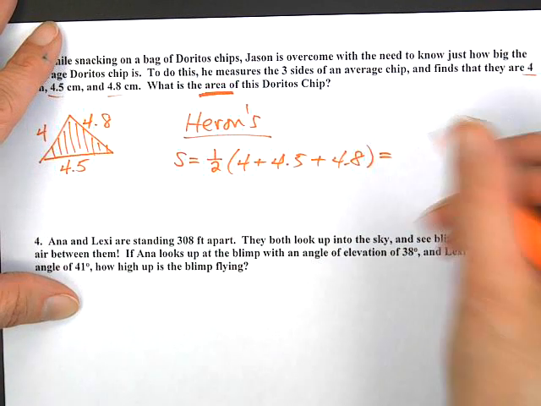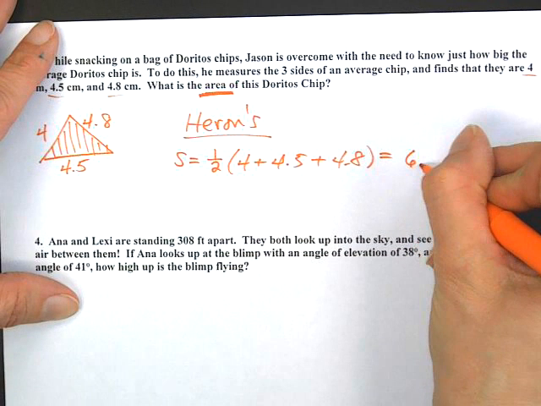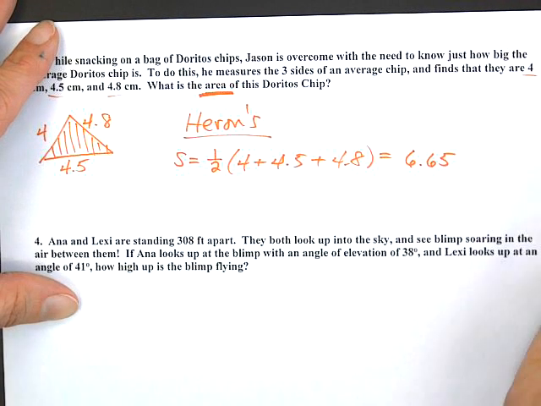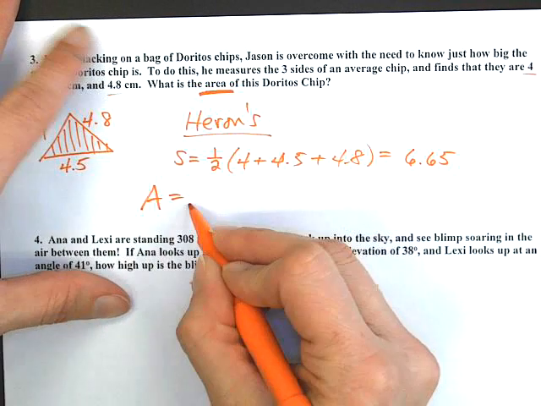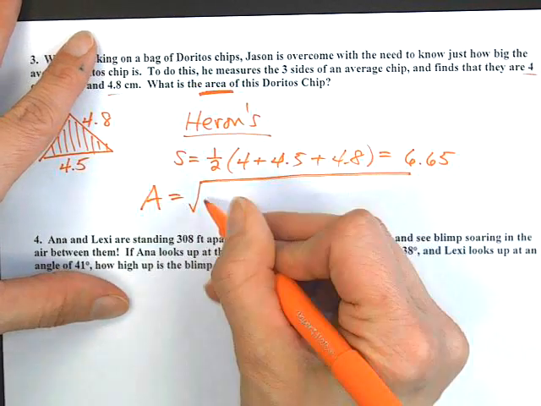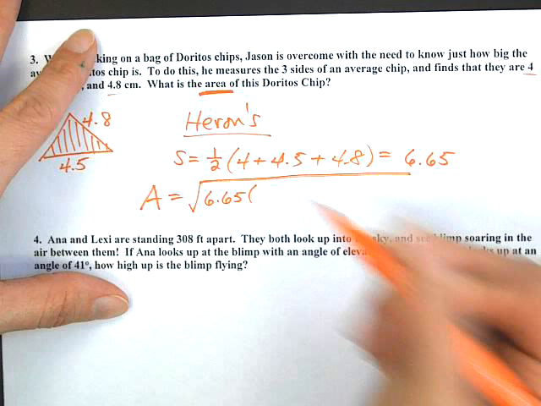All right, are you back with the answer? Did you get 6.65? Okay. Don't chop any of that off, keep that whole. And then area is big, big radical. We're going to take 6.65 by itself.